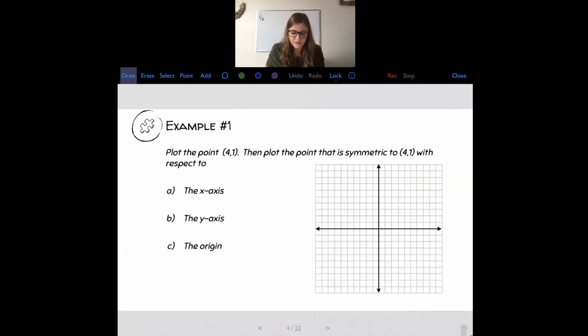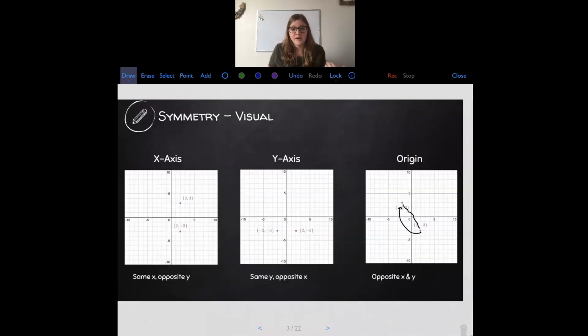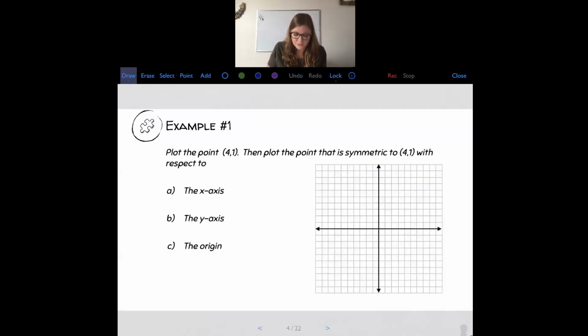Example 1. We're going to plot the point 4, 1, and then plot the point that is symmetric to 4, 1 with respect to the x-axis, the y-axis, and the origin. You can do this visually, or you can use what we just talked about: if a point is symmetric with respect to the x-axis, it has the same x but opposite y. We'll go through all of those.